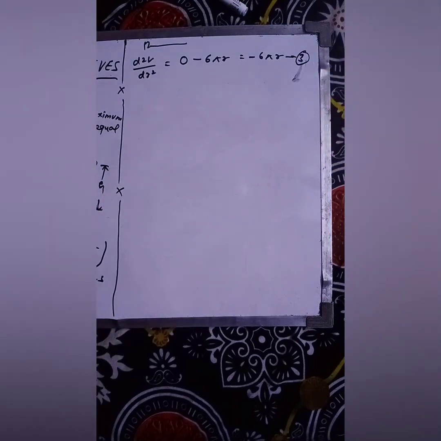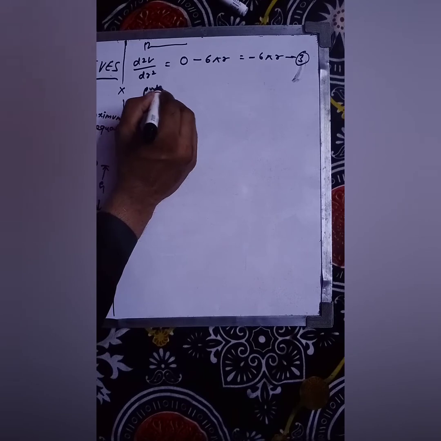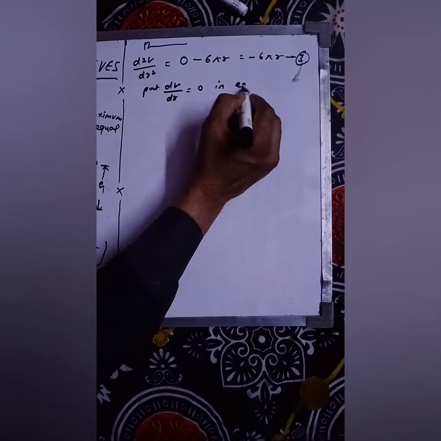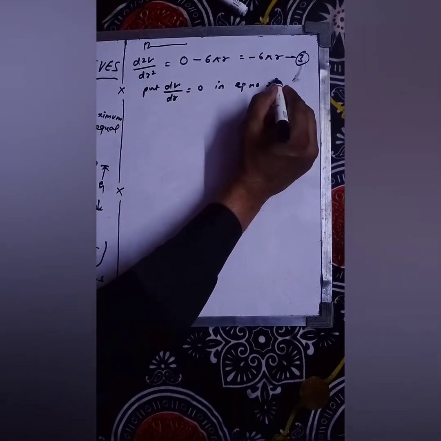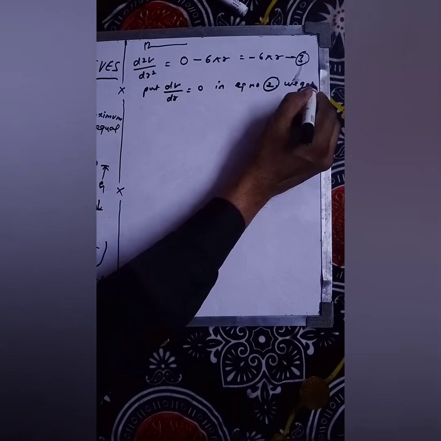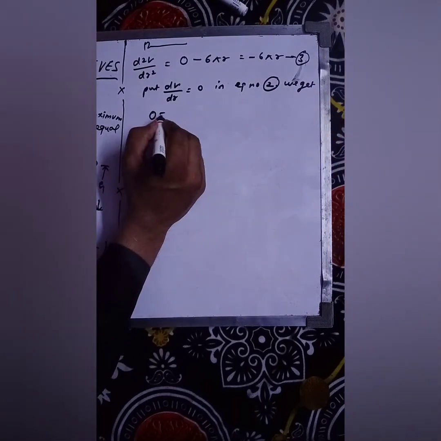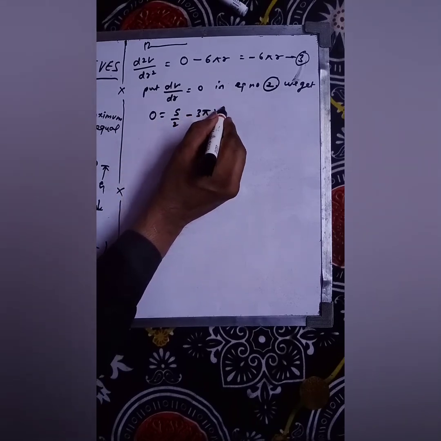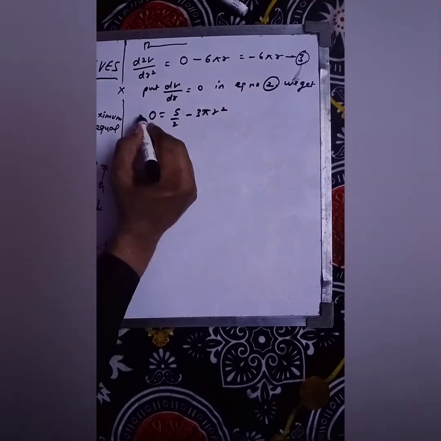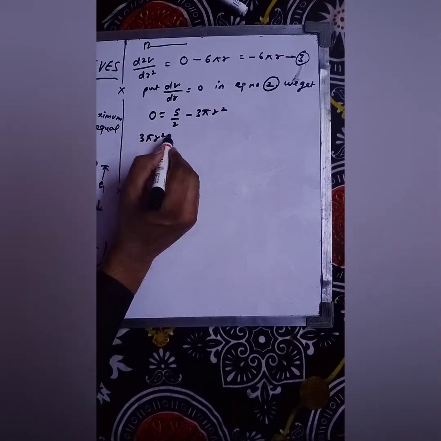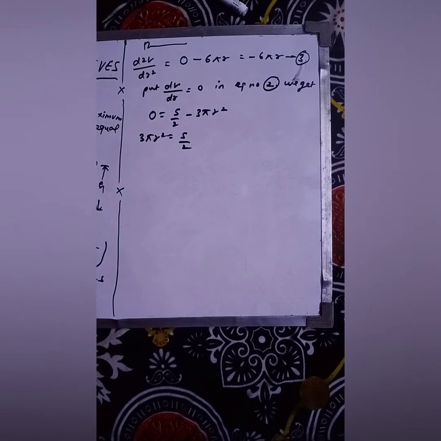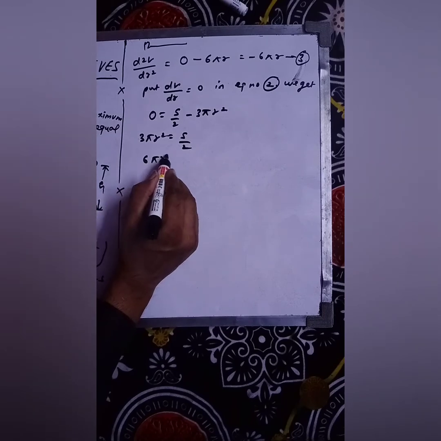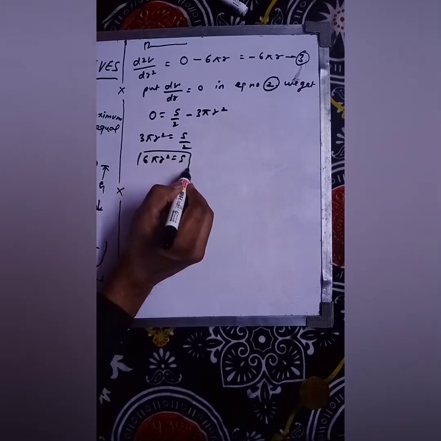Now put dV by dr equals 0 in equation number 2. We get 0 equals S by 2 minus 3 pi r square. You have to shift this 3 pi r square here, and here you will get S by 2. This 2 will come here, so you can write 6 pi r square equals S. So this is the value of S.